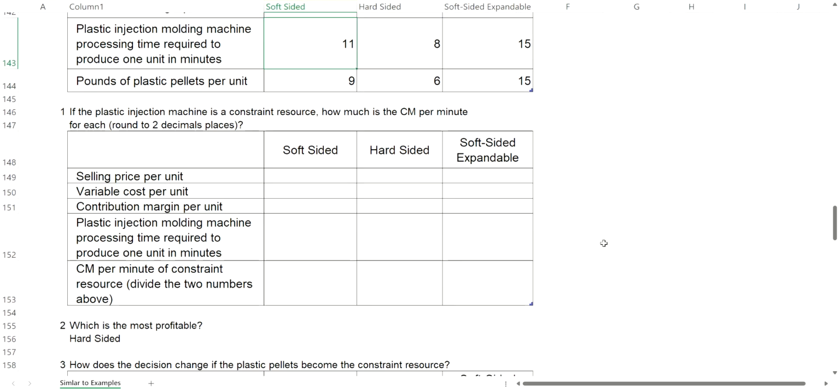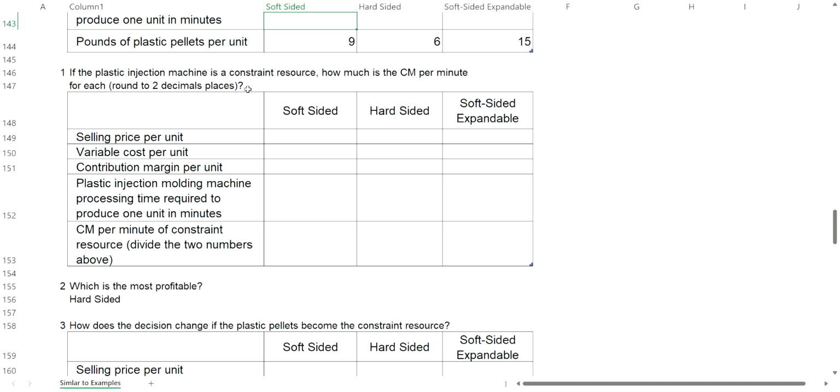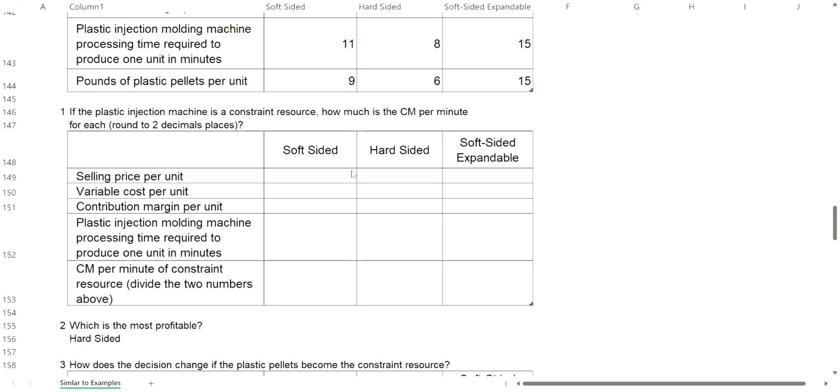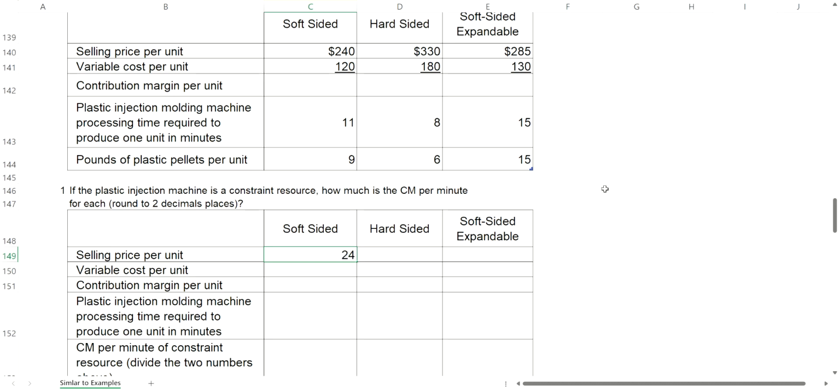So first thing we're going to do is take a look at if the plastic injection machine is the constraint resource, how much is the contribution margin per minute for each, rounded to 2 decimal places. What we'll do here, we'll bring down the selling price for each one: $240 for soft-sided, $330 for hard-sided, and $285 for expandable. We'll bring down the variable cost per unit for each one given above, and the contribution margin per unit, which we will have to calculate by subtracting the two.